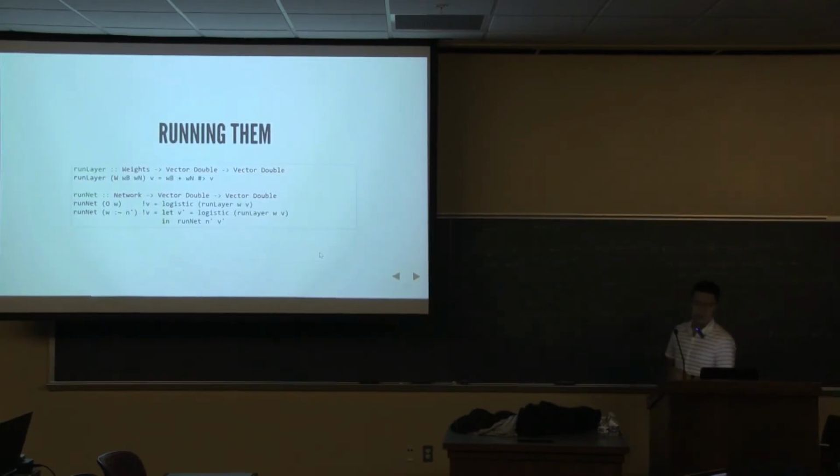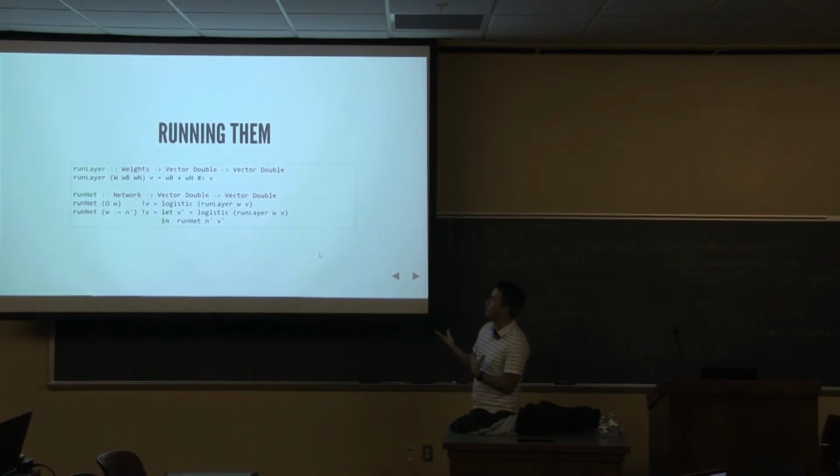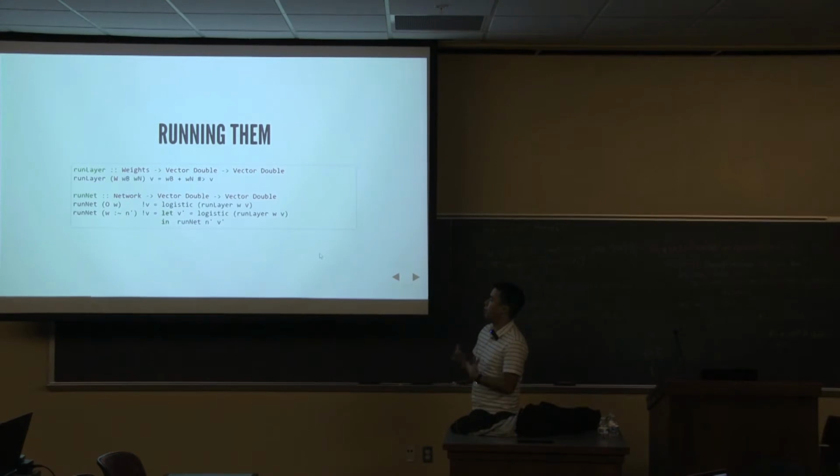Running them is pretty simple using HMatrix. Running a layer is pattern matching on the bias and doing the basic operations. These operators are matrix multiplication, addition, and matrix-vector multiplication. You don't think about the details; this is just how you do the actual linear algebra in HMatrix. If you're familiar with neural networks, you can see the math there.